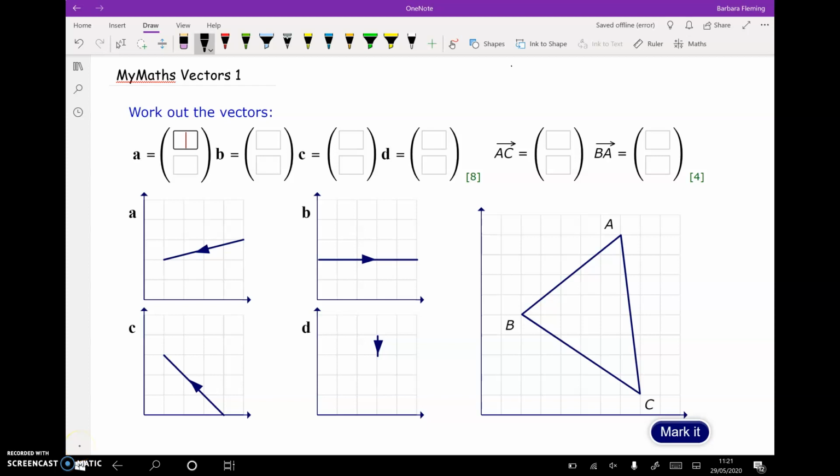In this video, we're going to look at MyMaths Vectors 1 homework. So vectors are journeys. It's thinking about your start point and your end point. And we're going to work out all these vectors that are given to us. Looking at our vector A, the top number in a vector is your right or left movement. Right is positive, left is negative, and then the bottom number is your up or down movement. Up is positive and down will be negative. And it's just a case of counting really carefully here.